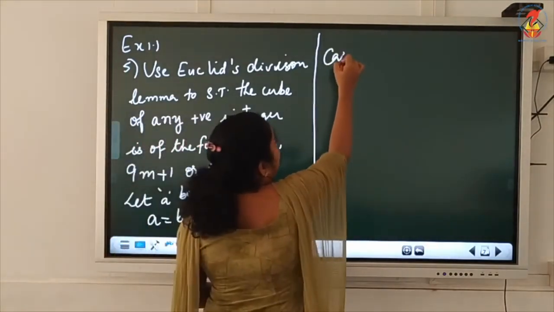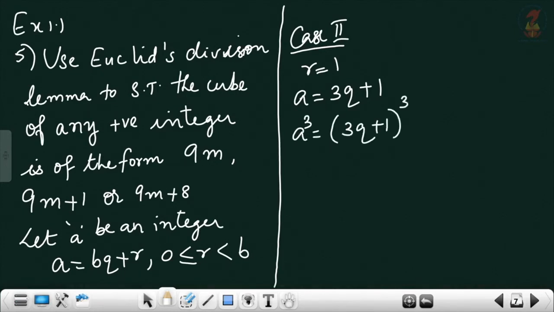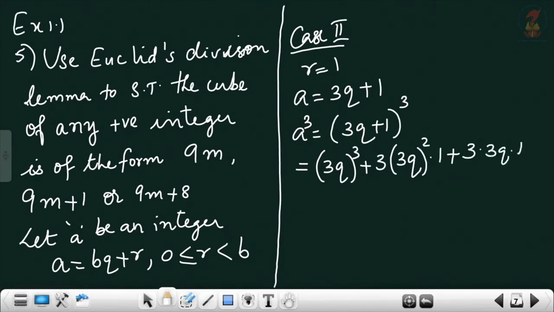Next is case 2, when r is equal to 1. When r is equal to 1, a is equal to 3q plus 1. So, a cube is equal to 3q plus 1 whole cube. This is of the form a plus b whole cube. So, first term is a cube, a cube plus 3a square b plus 3ab square plus b cube.